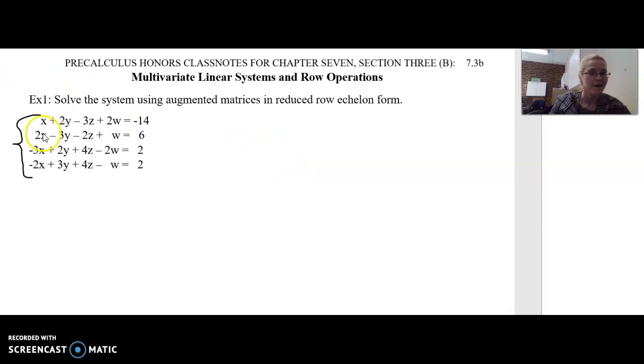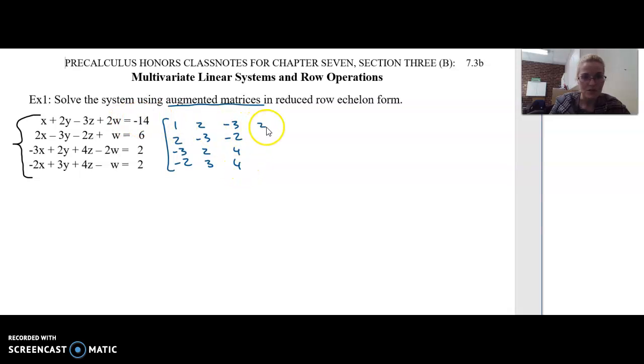And here we go. So first, an augmented matrix, again, is going to look like this. We're going to grab the coefficient matrix, right? So 1, 2, -3, -2, 2, -3, 2, 3, -3, -2, 4, 4, and then 2, 1, -2, -1. And then I personally like clearly separating my coefficient matrix from my solution matrix, -14, 6, 2, 2. So this is my augmented matrix.